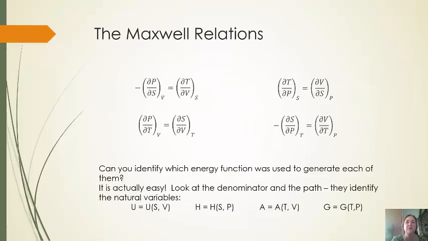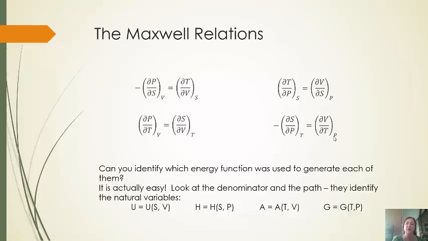Alright, so these are the Maxwell relations. The first one of these, dP dS at constant volume equals dT dV at constant entropy, is the one that's determined using the U function. If you chose to look at H, you found dT dP at constant entropy equals dV dS at constant pressure. dP dT at constant volume equals dS dV at constant temperature is another, and negative dS dP at constant temperature is dV dT at constant pressure.